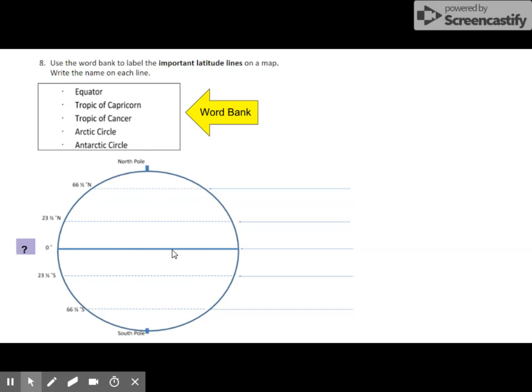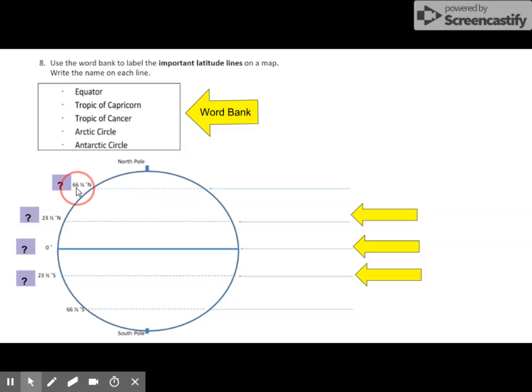What line is here? Use your word bank. Write it on this line. What line is here, located at 23.5 degrees north? Use your word bank. Write your answer on this line. What line is located at 23.5 degrees south? Use your word bank. Write your answer on this line.